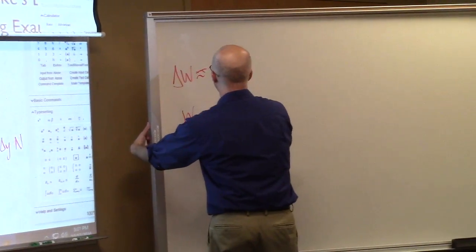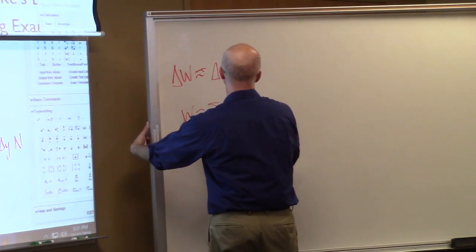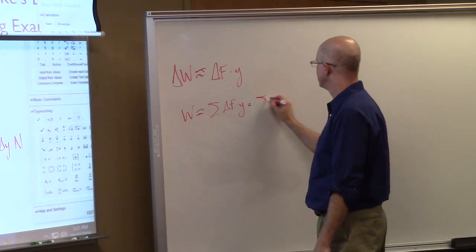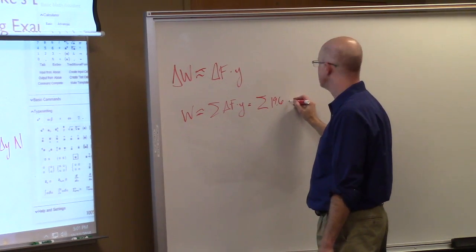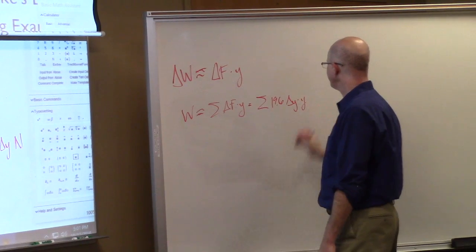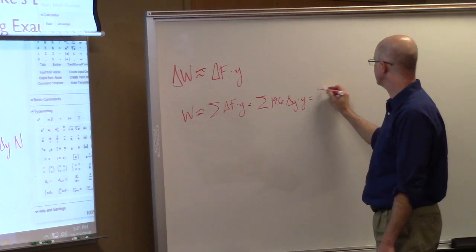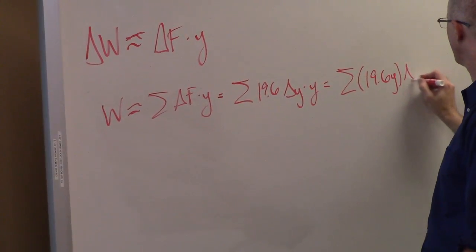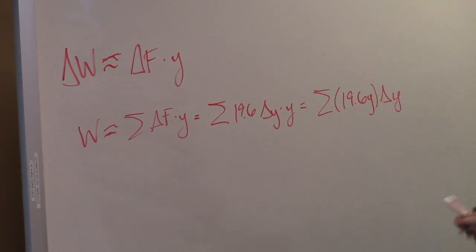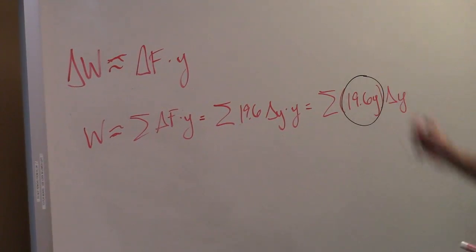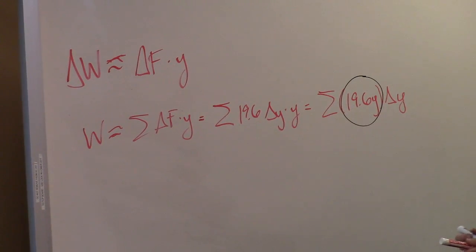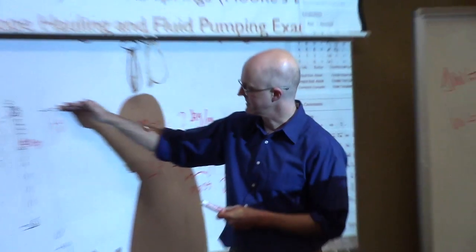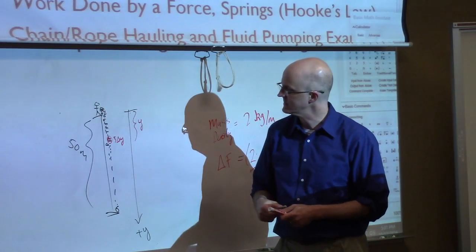The total work then is going to be approximately the sum of these things. Delta F again is 19.6 times delta y. And rewriting this a little bit allows you to see that it looks like a Riemann sum for this function, 19.6 times y, over the interval that y varies over. y varies from 0 down to 50. The height of the building is 50.